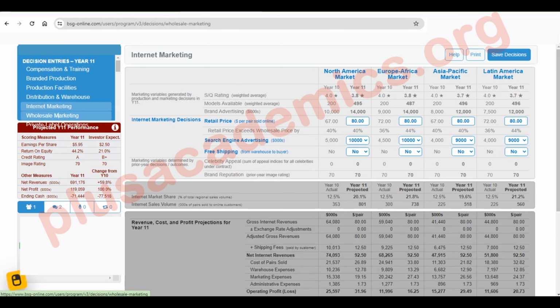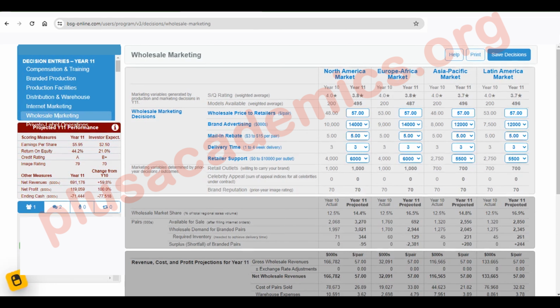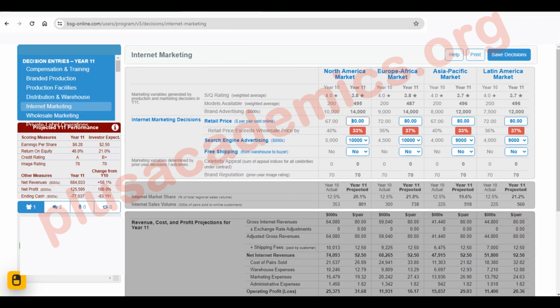So still we need to manage the prices. For wholesale marketing, let us increase to 60 in all regions. So we have increased the prices further to 60. Okay, internet marketing price, we have changed to 85 in all regions.